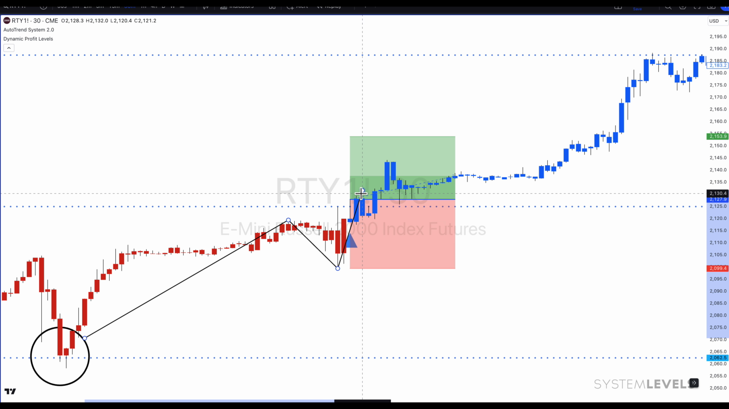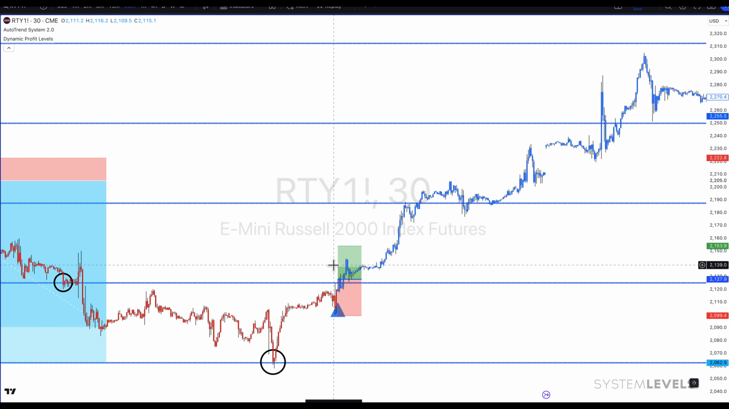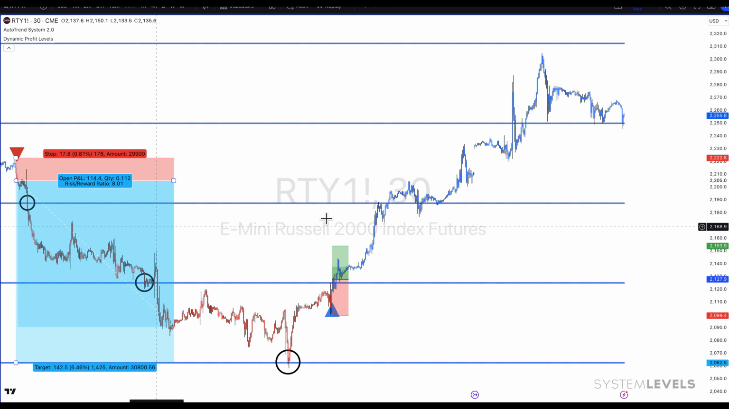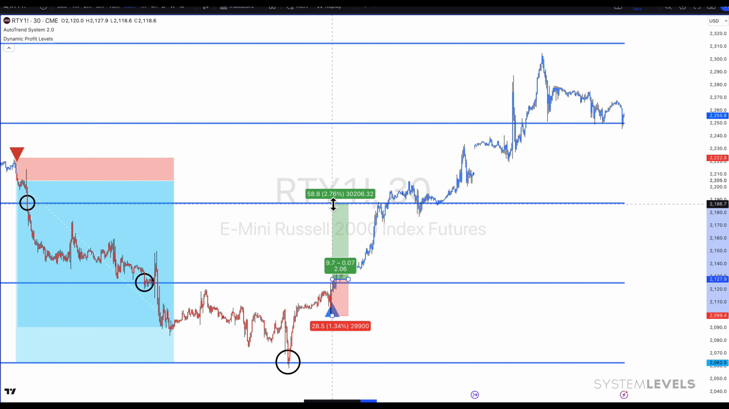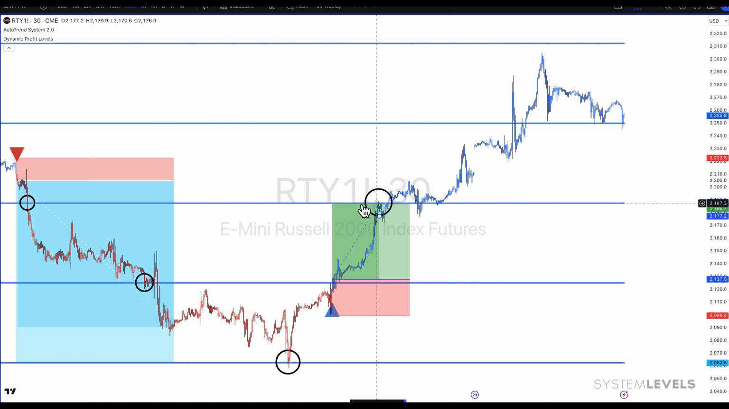And that's when it gave us our long signal. So my stop loss needs to go just below this prior swing low. So that's for my entry. And again, I'm doing exactly the same thing that I did on the short side, I'm doing it for the long side. I'm taking profit here, my first quarter. I'm selling a contract when we hit the first dynamic profit level.